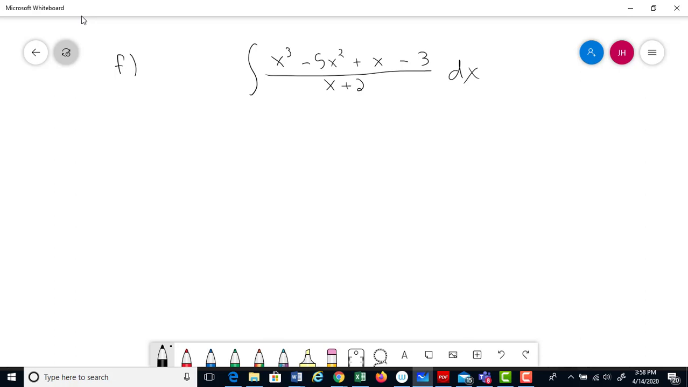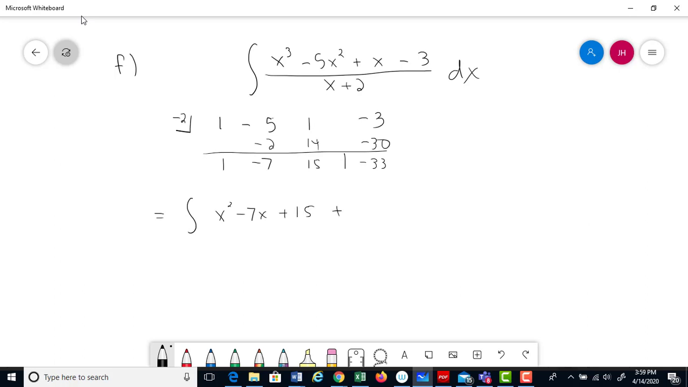Okay, so what we're going to do is divide first. So, using the box, negative 2 goes in here, and then 1, and then minus 5, and then 1, and then minus 3, and then we do our division. So drop down the 1. This is going to give us minus 2, so minus 7. 14, so this is going to be 15. Minus 30, so I have negative 33. So this is equal to the integral of x squared minus 7x plus 15 plus negative 33 all over x plus 2.